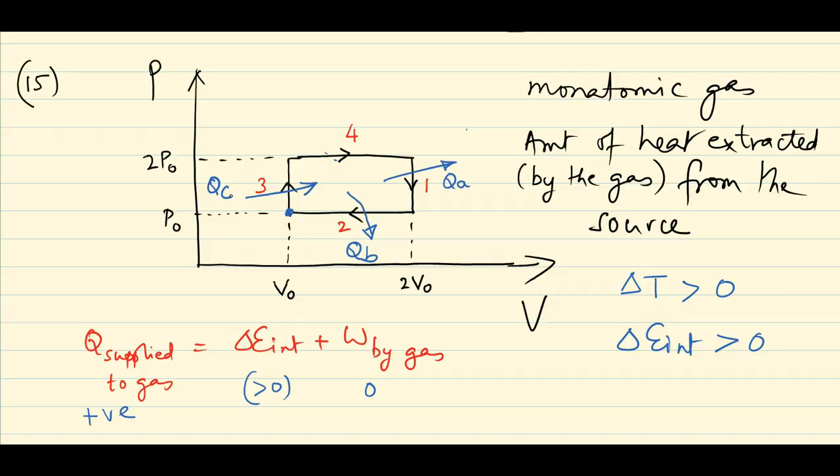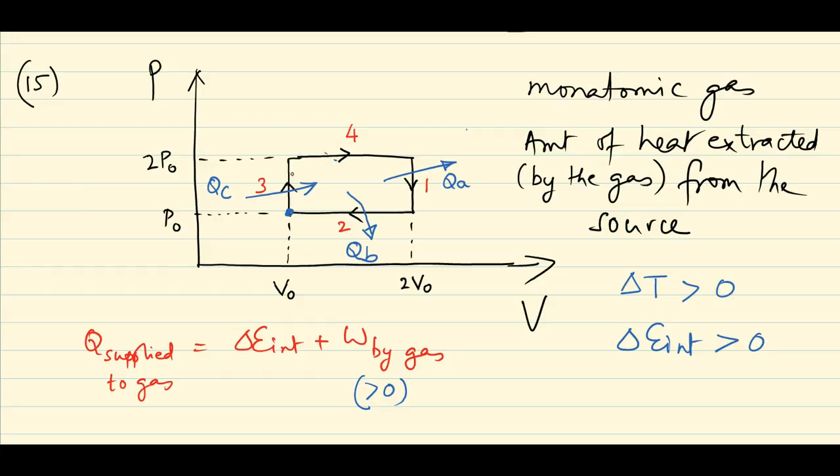And finally we look at step 4. Now step 4 is again an isobar, and the work done during step 4 is the area underneath line 4 or line segment 4. The line segment goes from left to right, so obviously the work done is positive. It's an isobaric expansion, so this is greater than 0.